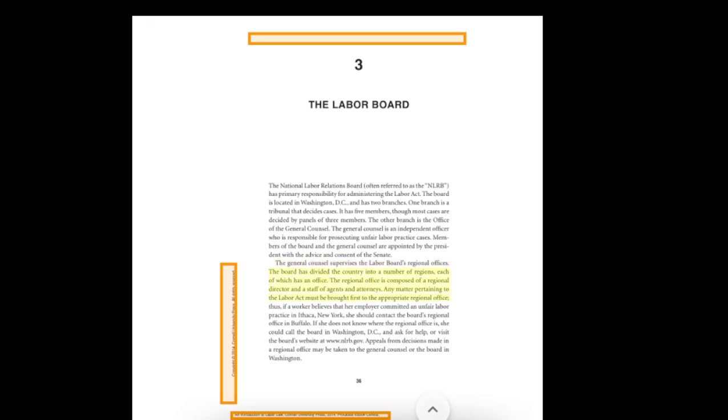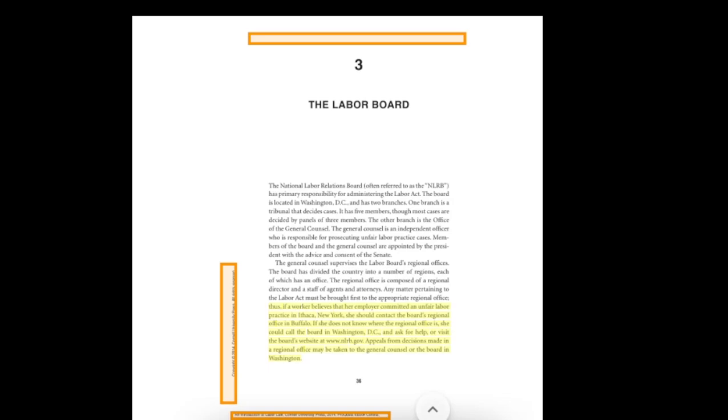The General Counsel supervises the Labor Board's regional offices. The board has divided the country into a number of regions, each of which has an office. The regional office is composed of a regional director and a staff of agents and attorneys. Any matter pertaining to the Labor Act must be brought FIRST to the appropriate regional office. Thus, if a worker believes that her employer committed an unfair labor practice in Ithaca, New York, she should contact the board's regional office in Buffalo.